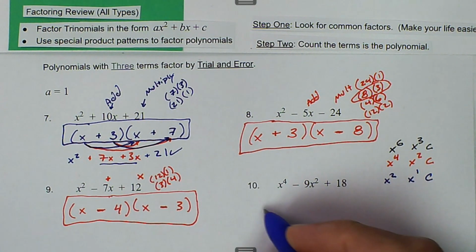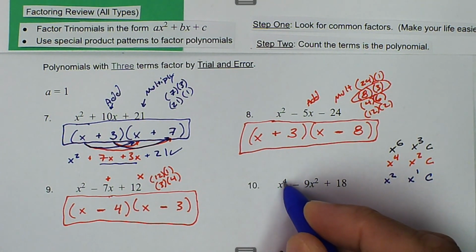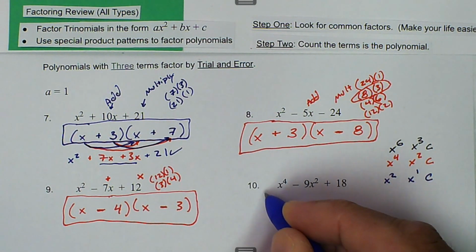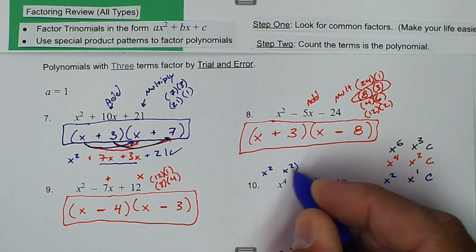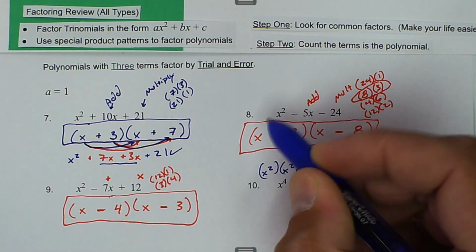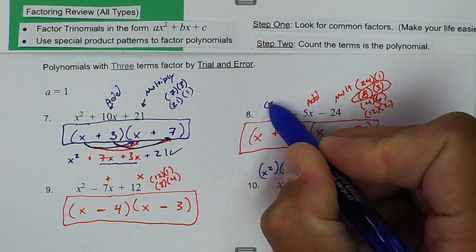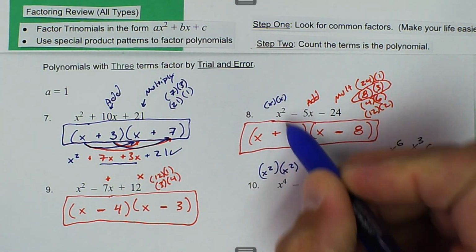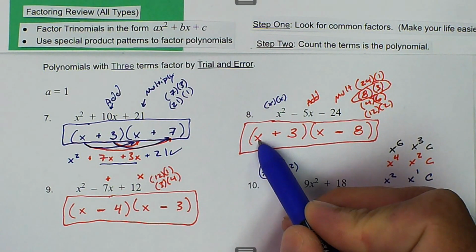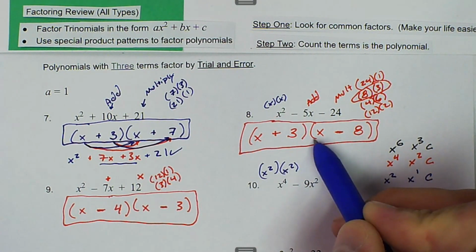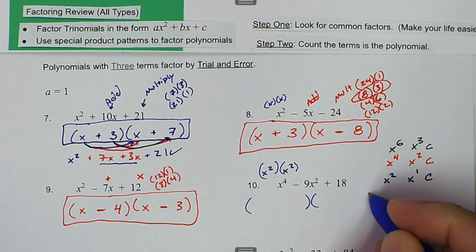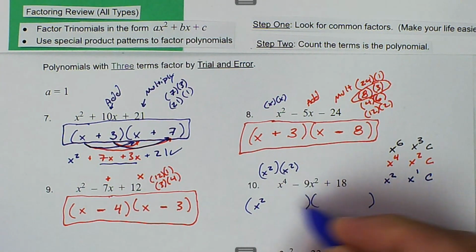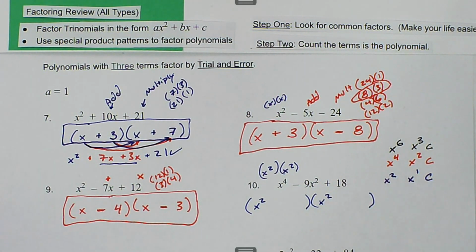So in this case, we want to come up with two numbers that would multiply together to get x to the fourth. And in this case, it's going to be x squared times x squared. For this one up here, we did x times x. X times x is x squared, so we put an x in the front of each binomial. So down here, we're going to put an x squared and an x squared.